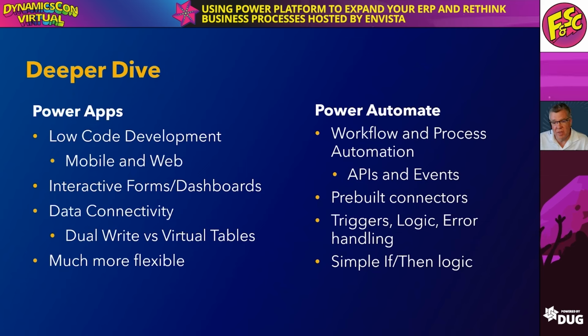Integrations: it connects with over 1,000 pre-built connectors, including Microsoft services and third-party applications. For the use cases, Power Automate is suitable for automating tasks like sending notifications, synchronizing data, and automating approval processes. Now looking at Power Apps, it's designed more for creating custom applications. The target audience are business users and developers who need to build apps without extensive coding knowledge.